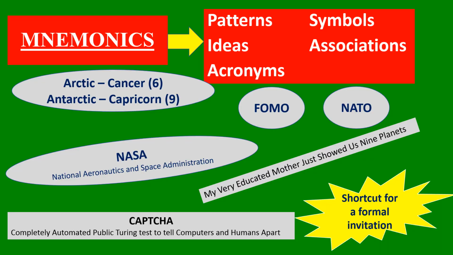For those of you who've been with me in the previous two videos, by now you know that mnemonics are nothing but a way of recalling information that you have retained using patterns or ideas, acronyms, symbols, or making associations. The example that I had given you was "My Very Educated Mother Just Showed Us 9 Planets", which helped us remember the sequencing of the 9 planets: Mercury, Venus, Earth, Mars, Jupiter, Saturn, Uranus, Neptune, and Pluto. Of course, that changed when Pluto was removed as a planet.